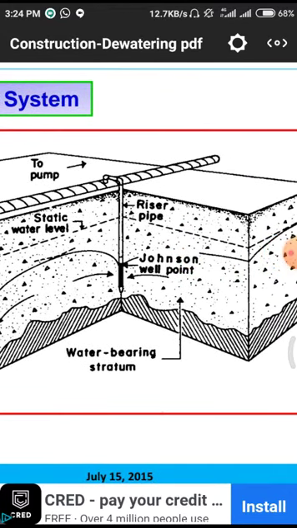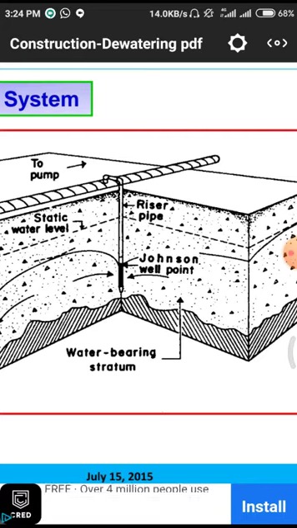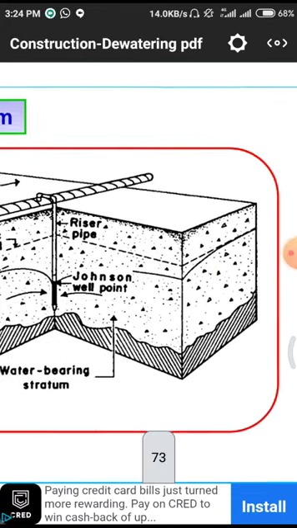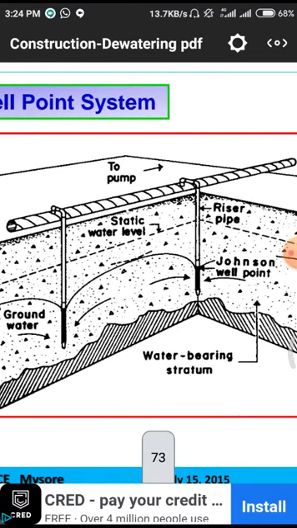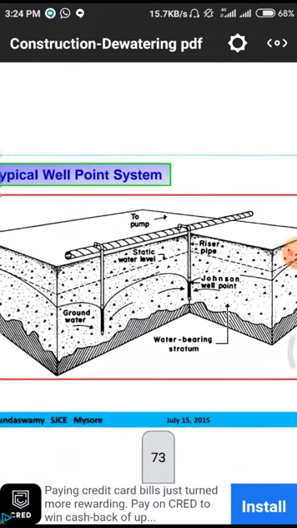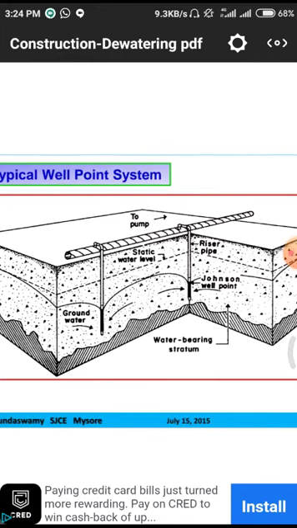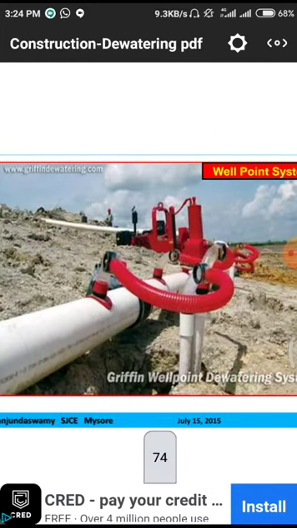Okay, here also we have a water bearing stratum. It is a Johnson well point. Normally they are named as a Johnson well point, and the riser pipes have the static water level and other levels. All those are phenomena, and we have to understand those.